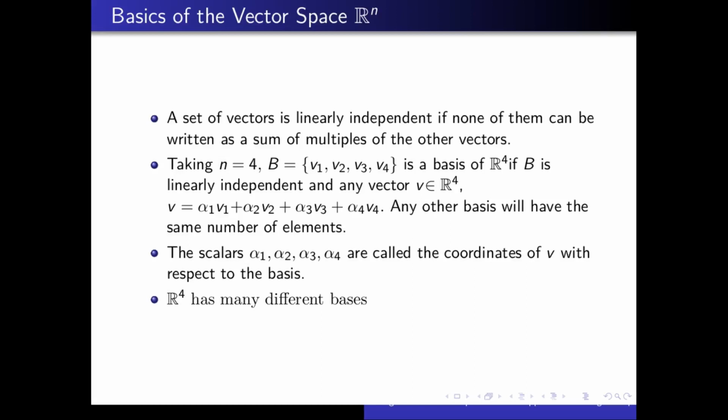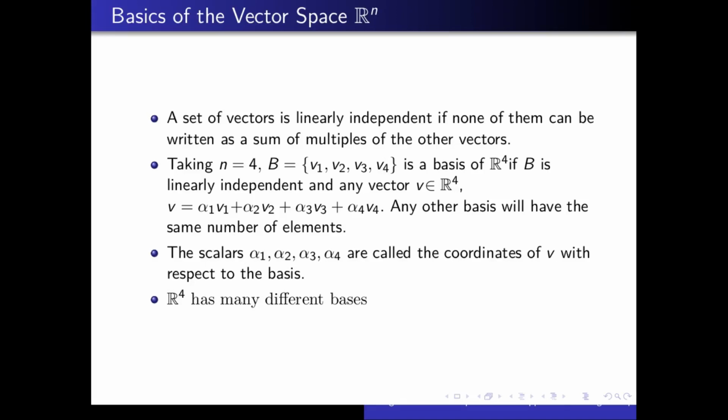So we first look at some basics of the n-dimensional vector space, Rn. We give some definitions. A set of vectors is linearly independent if none of them can be written as a sum of multiples of the other vectors, or none of them can be written as a linear combination of the other vectors. We shall mostly work in this case with n equal to 4. The same ideas can be extended to larger values of n, but for the sake of simplicity, we shall just work with n equal to 4 or smaller.